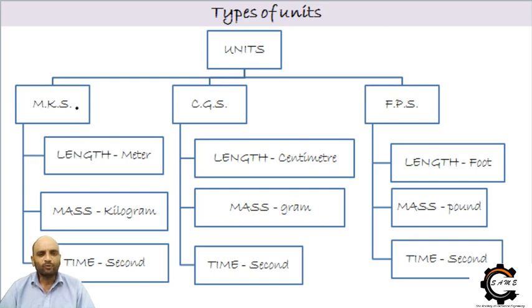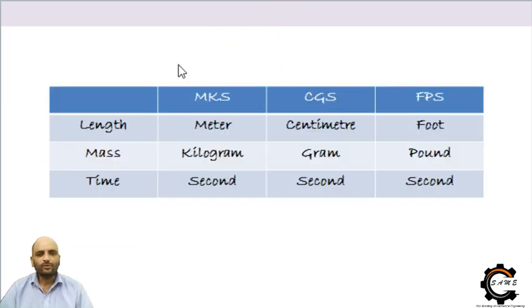So we will see its full form also in detail. It is a metric system, right? In the MKS system, we use meter, kilogram and second, so it is called MKS. In CGS, length is measured in centimeter, mass in gram, and time in seconds. In FPS, length is measured in foot, mass in pound, and time in second. Like this, three systems of units are defined.